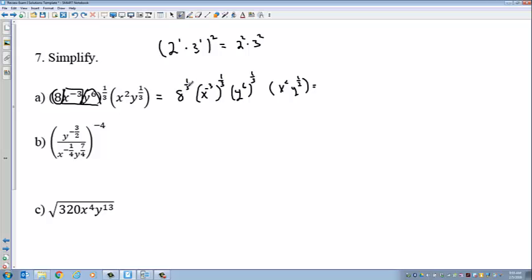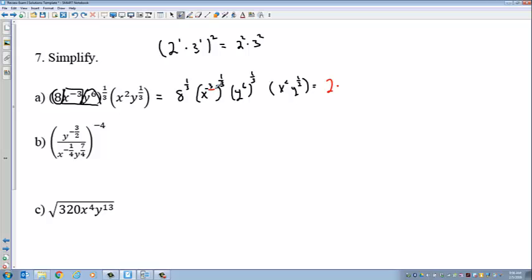And so 8 to the 1/3, you have to remember, is actually the cube root of 8. So remember, when you have a fractional exponent, the top part is the power, so it's like 8 to the 1. And the thing in the denominator is actually the root. So that's the cube root. The cube root of 8 is actually 2. So you get 2 here.